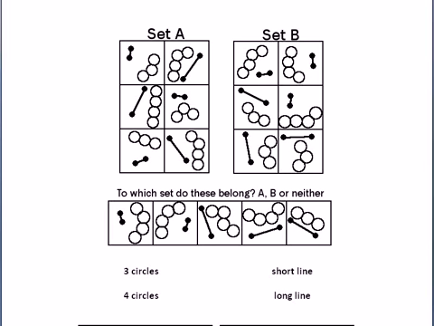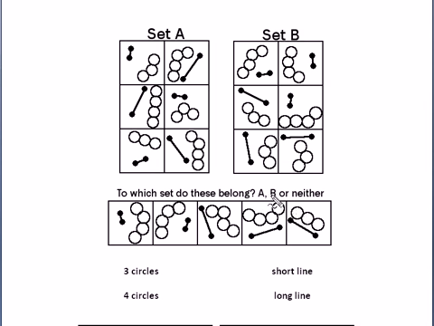Welcome to this tutorial in which I'm going to talk about the UKCAT abstract reasoning test questions, where you have set A and set B, six of each type, and then you're asked to which set test questions belong: A, B or neither. You need to look for the rule or pattern for each of the sets.